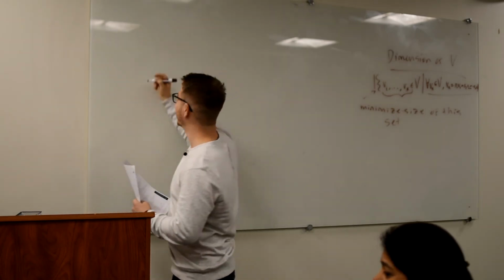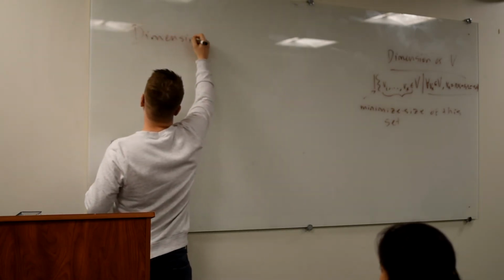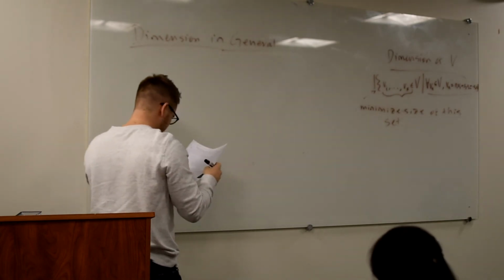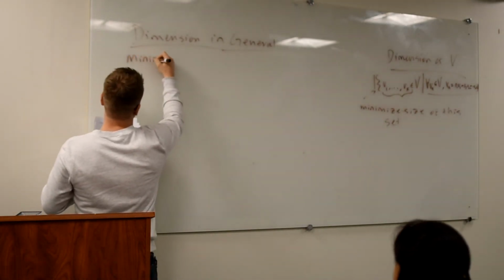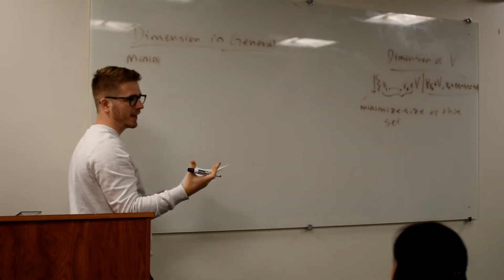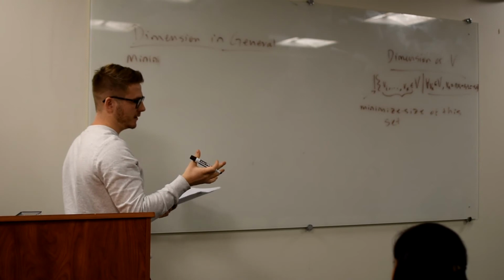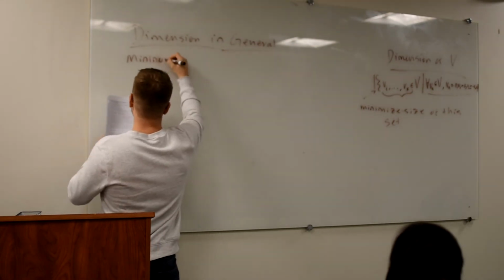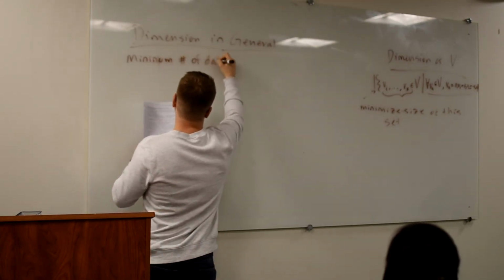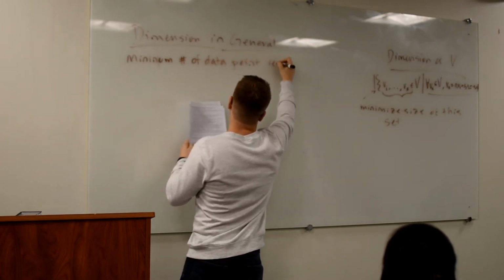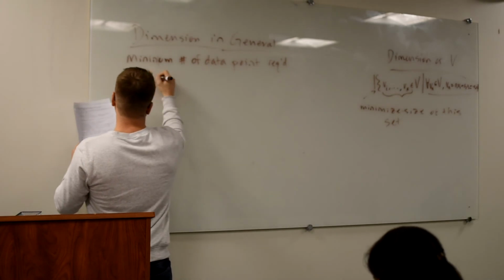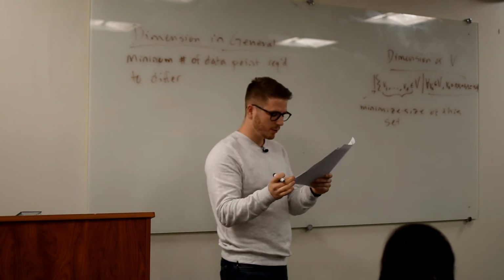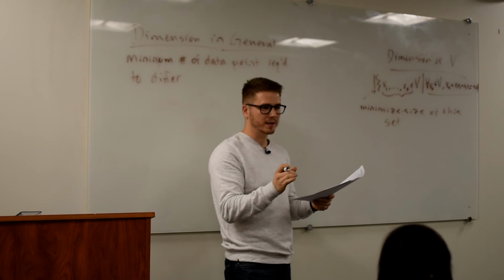So a dimension in general, here's the meat of it. It's the minimum number, and I'm going to show you in a second that there are a lot of different ways to define dimensionality, but this is the conceptual notion of dimensionality. It's the minimum number of data points that's required to differentiate any two possible points. I'm just going to read it to you, then I'm going to write it down. So it's the minimum number of data points required to differentiate any possible pair of points, A and B, in our space.